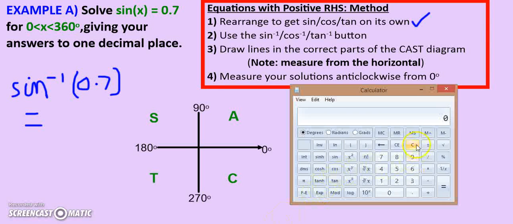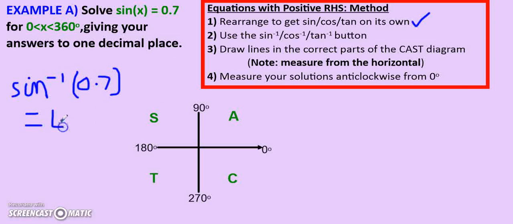Make sure you're in degrees mode, and what I want to do is get the inverse sine of 0.7, which to one decimal place is going to be 44.4 degrees. Okay, so now that's done, I have the information I need out of my calculator.